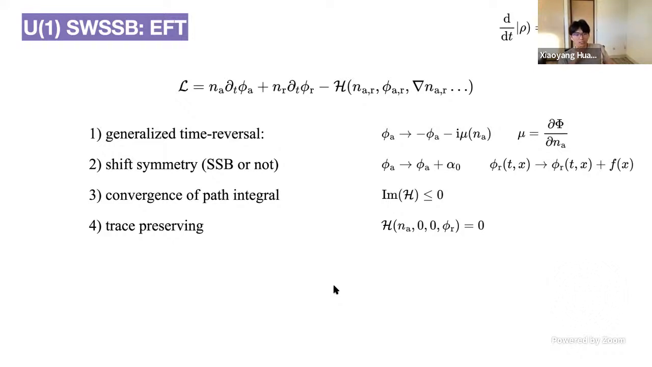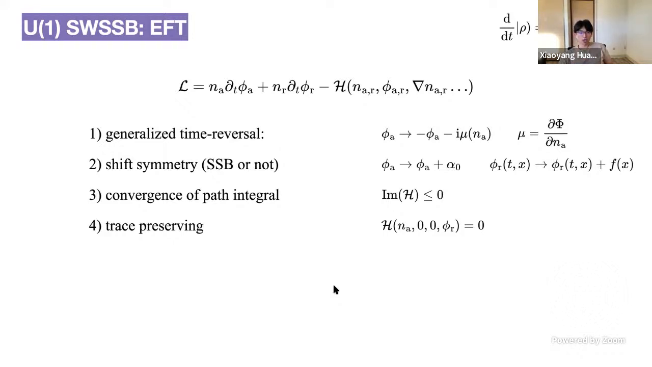The third symmetry that we have is just to make sure that your path integral is well defined, so that the imaginary part of your tilde H is negative. Well, the fact that the tilde H has an imaginary part really tells you that there's some dissipative effect happening in the double Hilbert space.